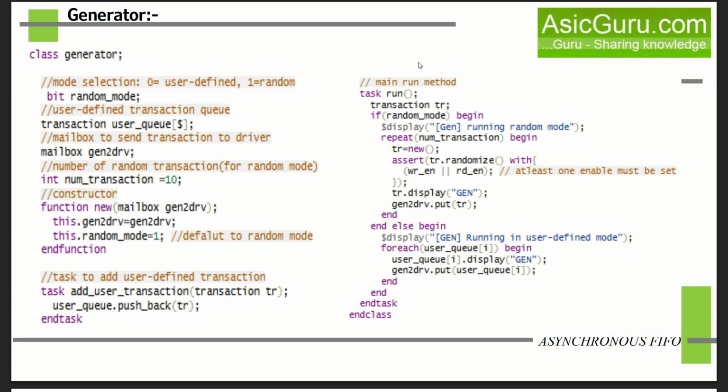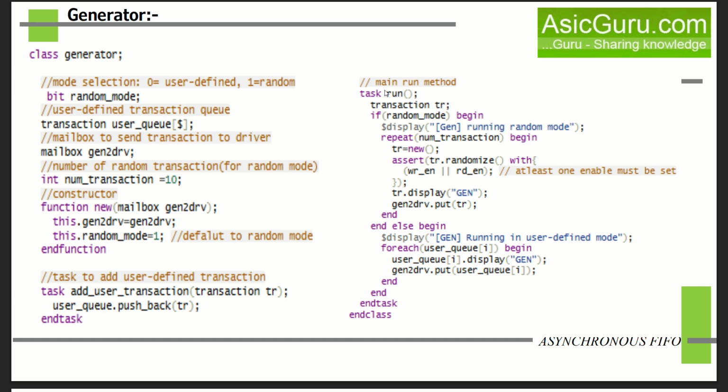Generator class. The generator class consists of two modes, 0 and 1, which is represented by a bit random mode: 0 for user defined and 1 for random. Then we need a queue for the user defined mode, and a mailbox to transfer transactions from the generator to the driver. We by default take the number of transactions as 10. Here is the constructor. We initialize the mailbox and take random mode as 1 by default. Here is the task to add the user defined transaction to the queue.